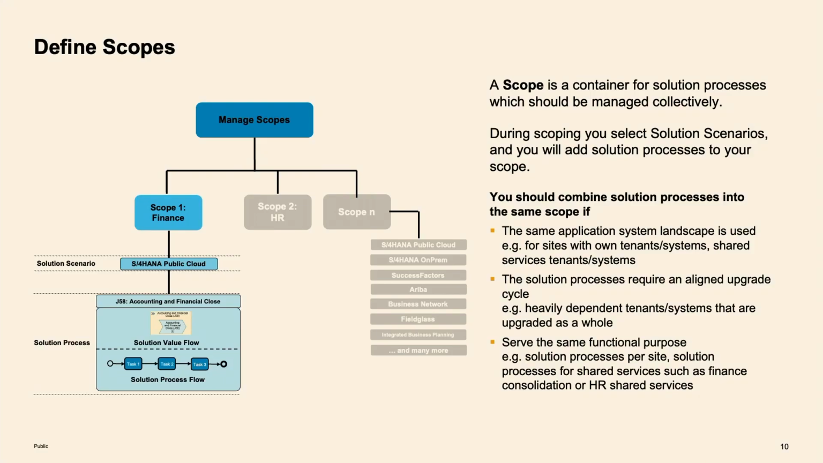So the first thing you would do is to create a scope. We call it here finance in this S/4HANA Public Cloud implementation. There's another scope created, which is HR, but we concentrate here on the finance one. And then we scope first the solution value flow, which is the business perspective of this solution process. And also here, we find the solution process flow, the detailed BPMN, how the process runs through the solution.